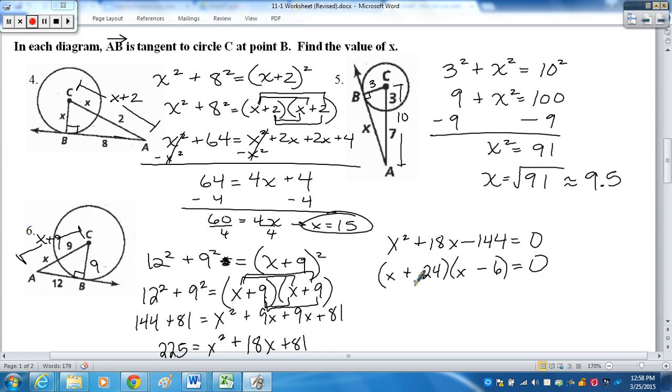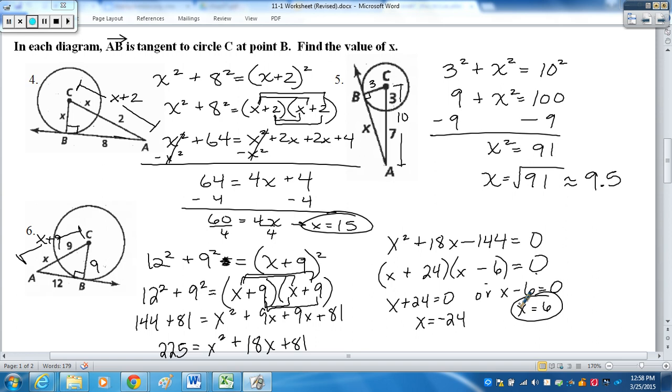From there, since the product of these two is 0, x plus 24 equals 0, or x minus 6 equals 0. Okay? I'm going to subtract 24 from both sides, and I'm going to add 6 to both sides. That's my answer, because I can't have a negative length, and it looks proportional for the picture as well.